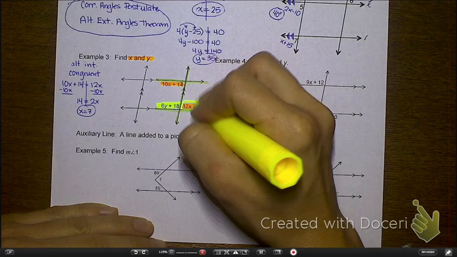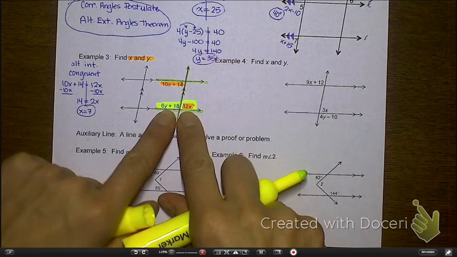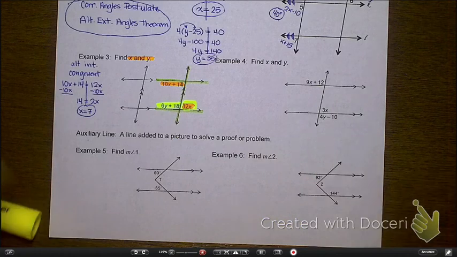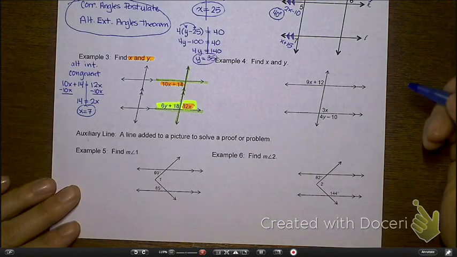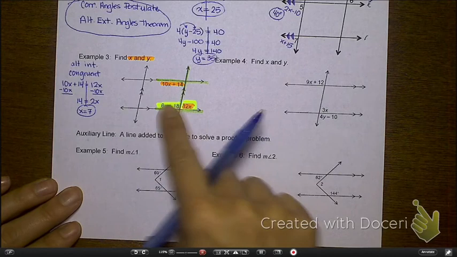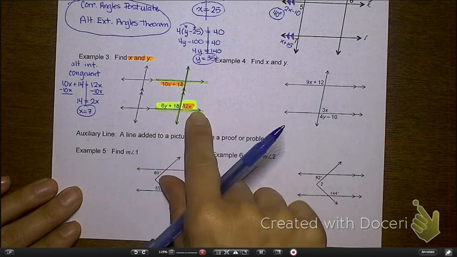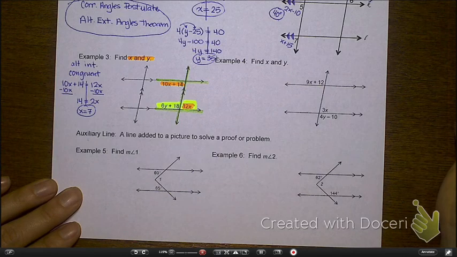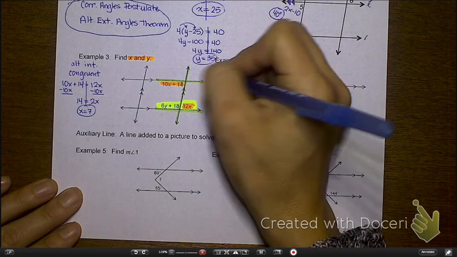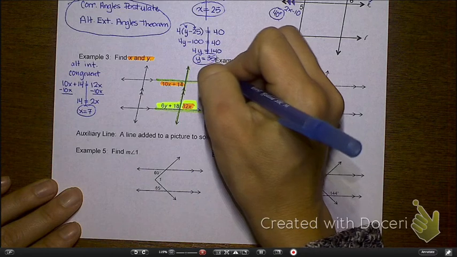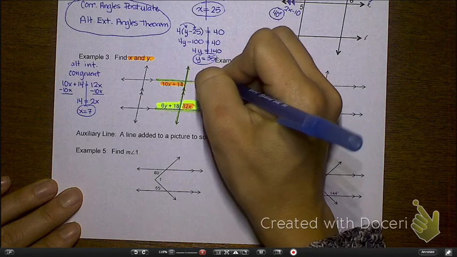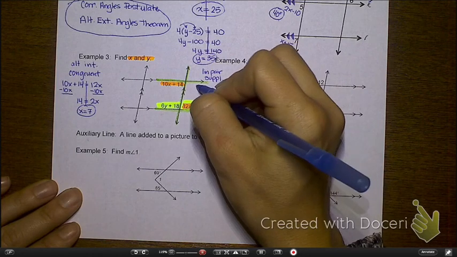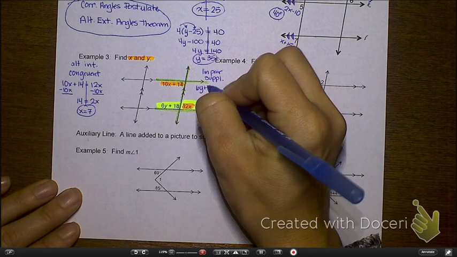All right. So when I look at these two angles together, what kind of angles are those? Linear pair. Good. They're side by side, adjacent, making a straight line. Okay. What do you guys know about a linear pair? They add up to 180. Okay. So they are a linear pair. They're supplementary.